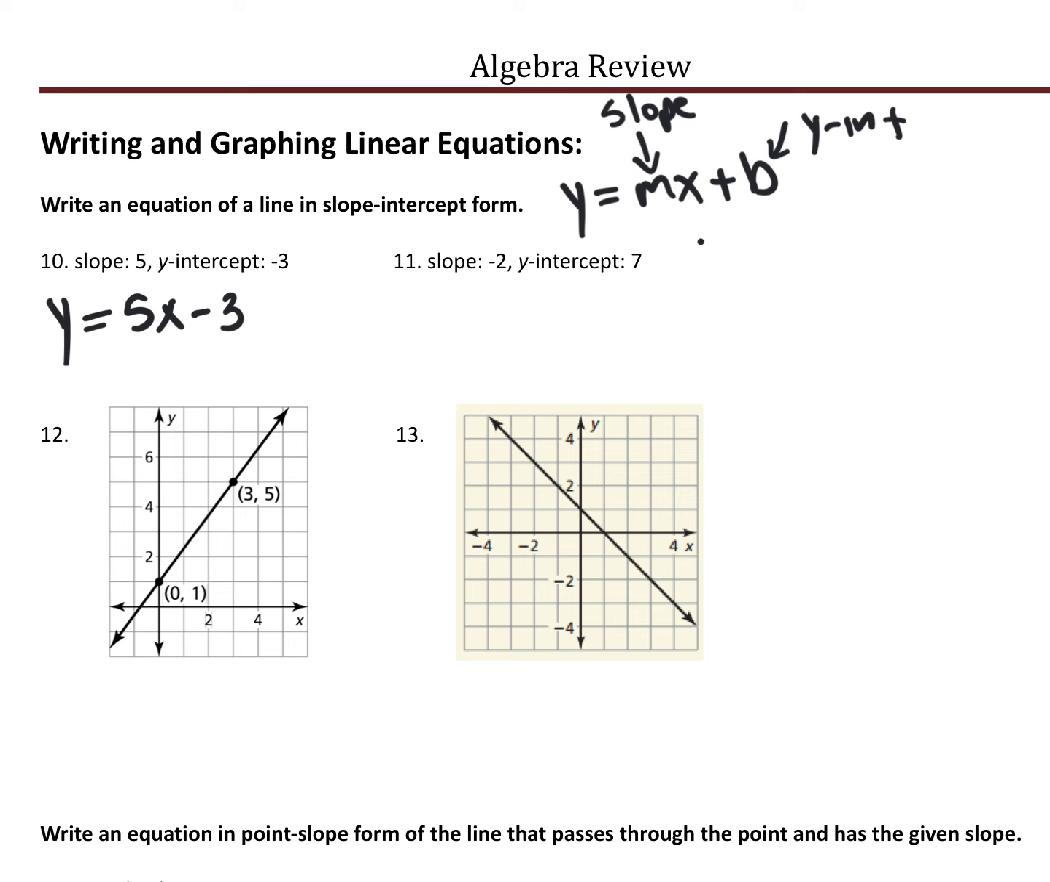12 and 13 are the same way. I'm going to do 13 because I think that one's harder because my line is going down. So y equals mx plus b. My y-intercept, I literally find it on the y-axis, which is 1. So I cross that 1.